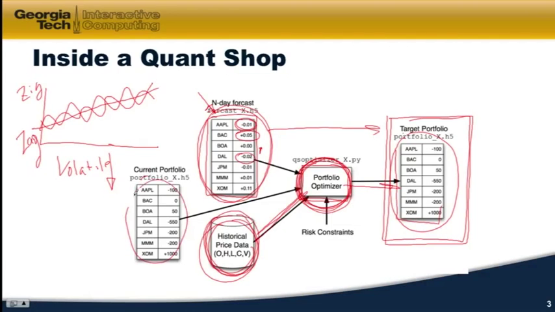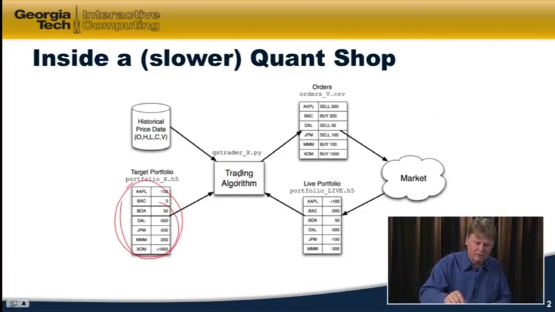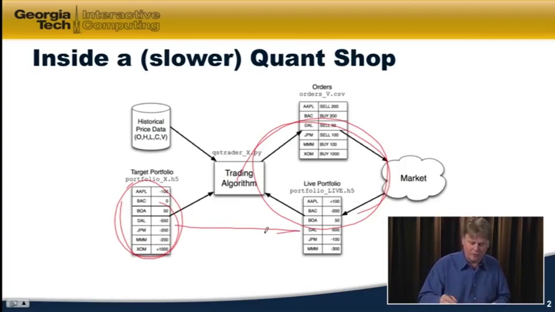You also need to consider your current portfolio because, again, you might not want to very immediately, say, make a huge sell of, say, Apple or whatever equity. And the portfolio optimizer takes in things called risk constraints, considers all this, and says, okay, this is where I want my portfolio to be. And again, going back to that slide just a moment ago, once we have that target portfolio, we then interact with the market to get our live portfolio matching our target.